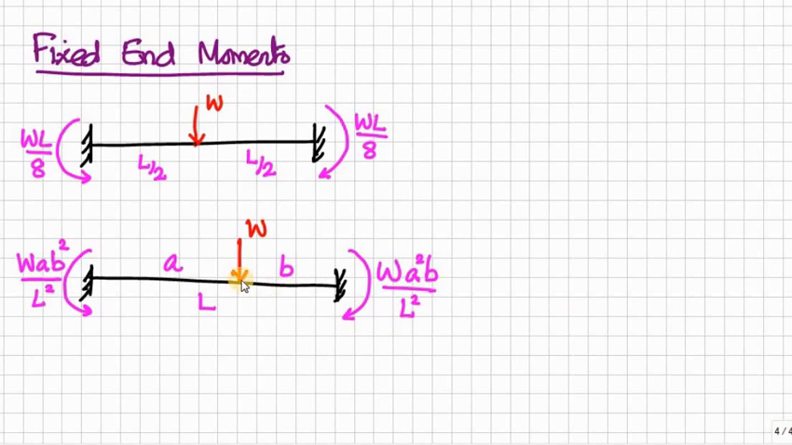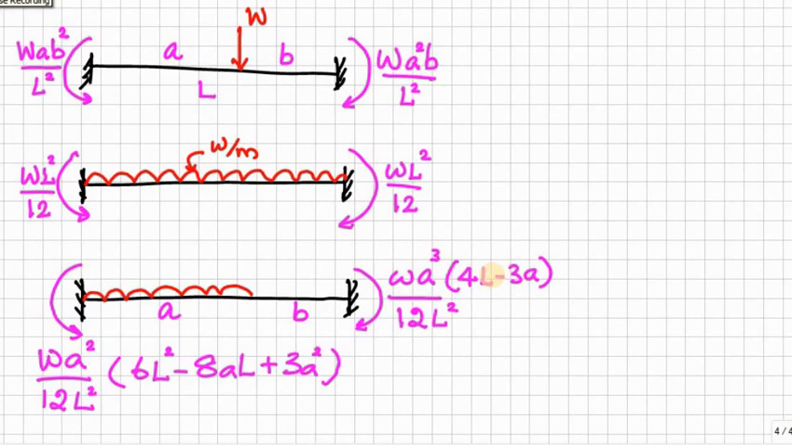So, if the force acts at an eccentric position, then this is the moment, W A B squared by L squared, here W A squared B divided by L squared. Then for UDL, this is the moment WL squared by 12.